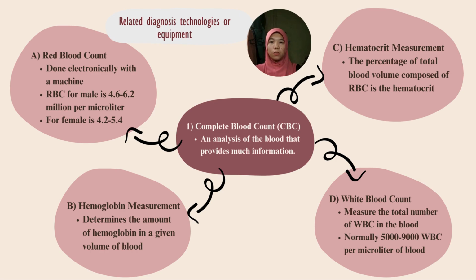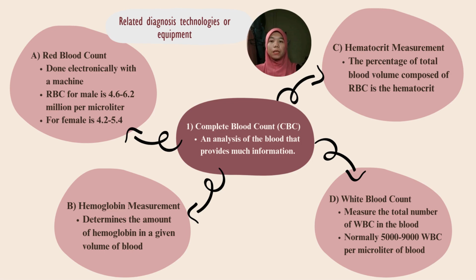Related diagnosis technology or equipment. The first one is complete blood count, CBC. CBC is an analysis of the blood that provides much more information. There are four types of CBC. The first one is red blood count, RBC, also done electronically with a machine.